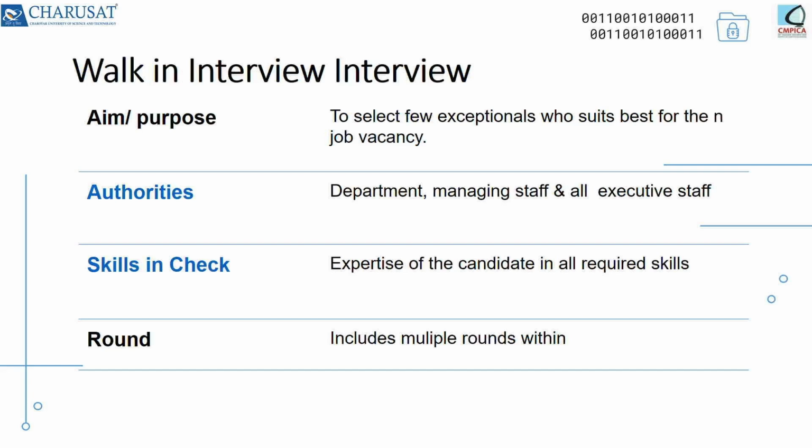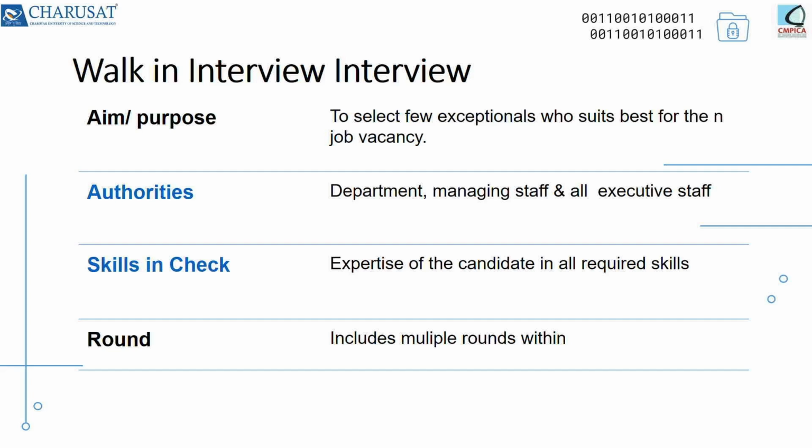Then there are different types. Again, we move to another type, that is the walk-in interview. What happens in a walk-in interview is that there are multiple applicants. The employer will have no background or any details about the candidates who might appear for this kind of interview. So the purpose is to select a few exceptional candidates from many. Again, there will be department managing staff, executive staff, and multiple levels of authorities involved in such walk-in interviews.